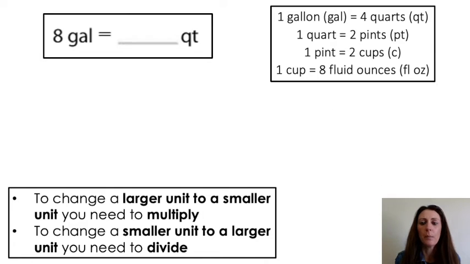Let's take a look at this problem together. I have 8 gallons equals blank quarts. I'm trying to figure out how many quarts are in 8 gallons. So what I need to do first is think about, am I going from a larger unit to a smaller unit or a smaller unit to a larger unit? Take a minute, think about that in your head, write it down on a sheet of paper. You're going to want to also reference our chart that is in the upper right-hand corner.